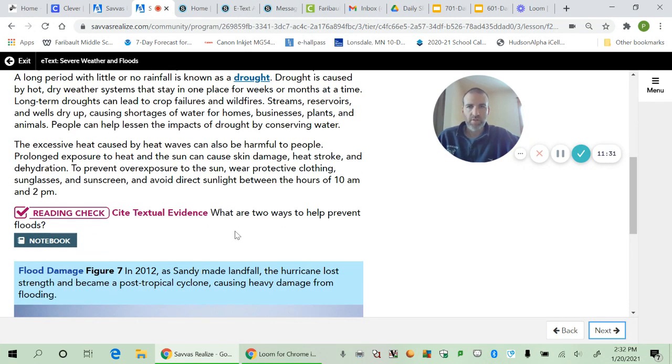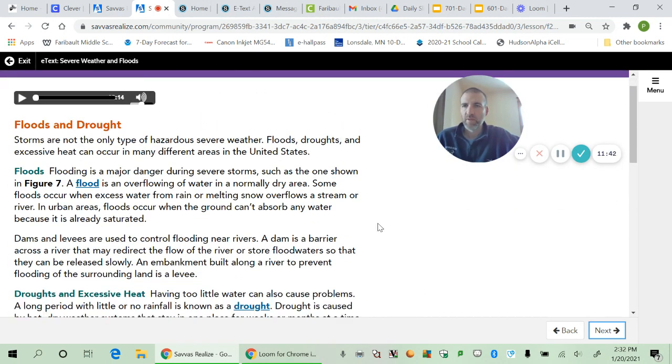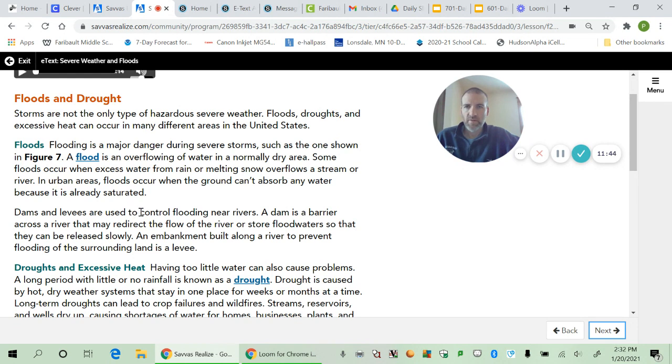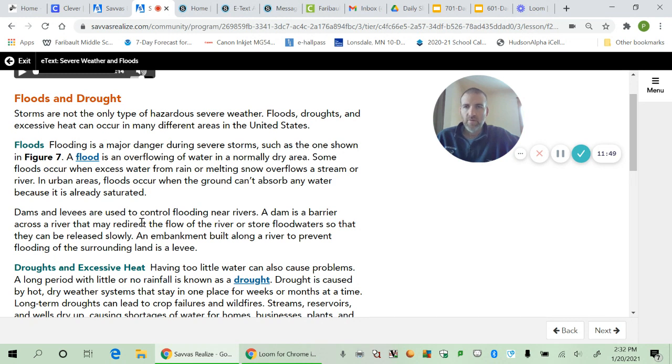We've got a reading check question on this slide. It says, what are 2 ways to help prevent floods? And so for that, you'll need to look back up to this first couple of paragraphs. We're talking here, it's giving us information about controlling floods. So I would imagine that if you look in here, you're going to find some ways to help floods be controlled, but also some examples up above here that give ideas about the causes of floods, with ground not being able to absorb water.